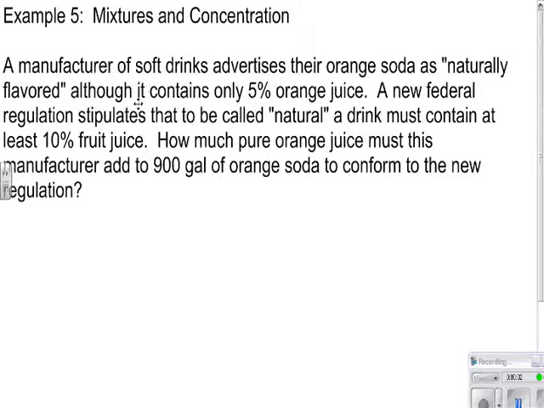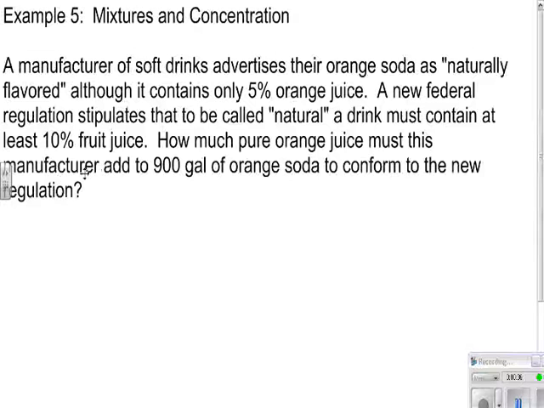Example 5, mixtures and concentration. A manufacturer of soft drinks advertises their orange soda as naturally flavored, although it only contains 5% orange juice. A new federal regulation stipulates that to be called natural, a drink must contain at least 10% fruit juice. How much pure orange juice must this manufacturer add to 900 gallons of orange soda to conform to the new regulation?